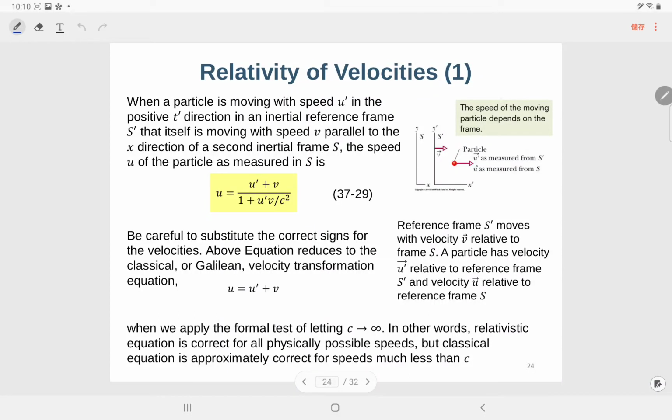So we talk about the relativity of velocity. Relativity of velocity.